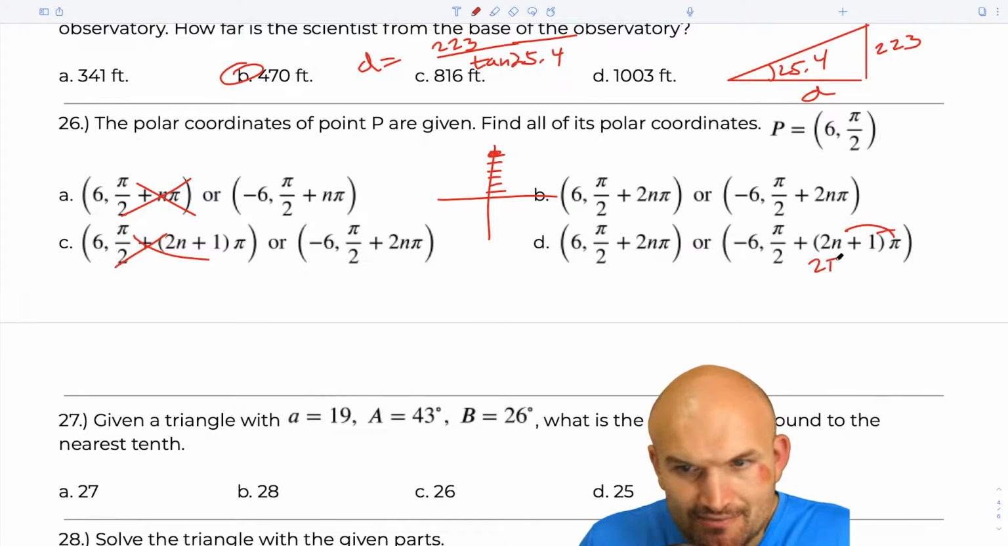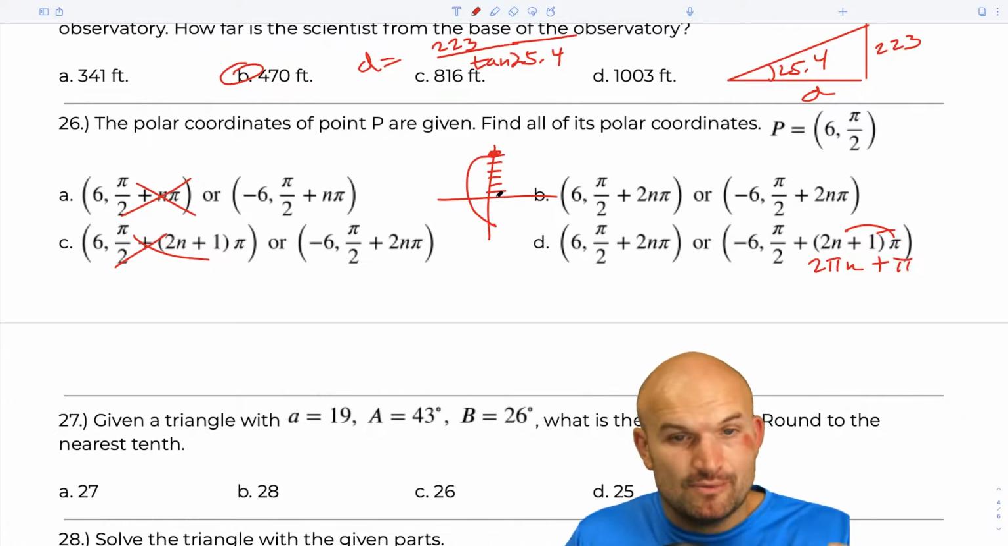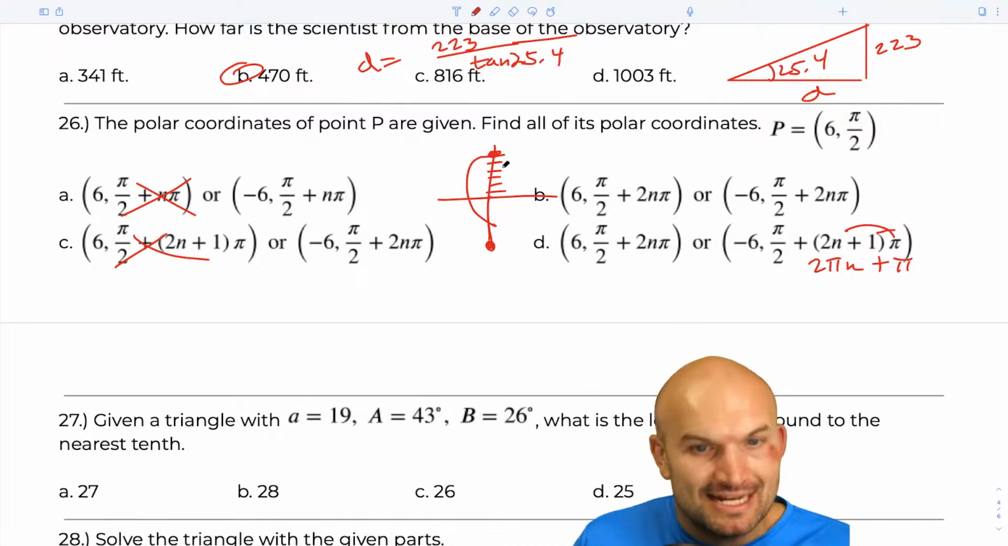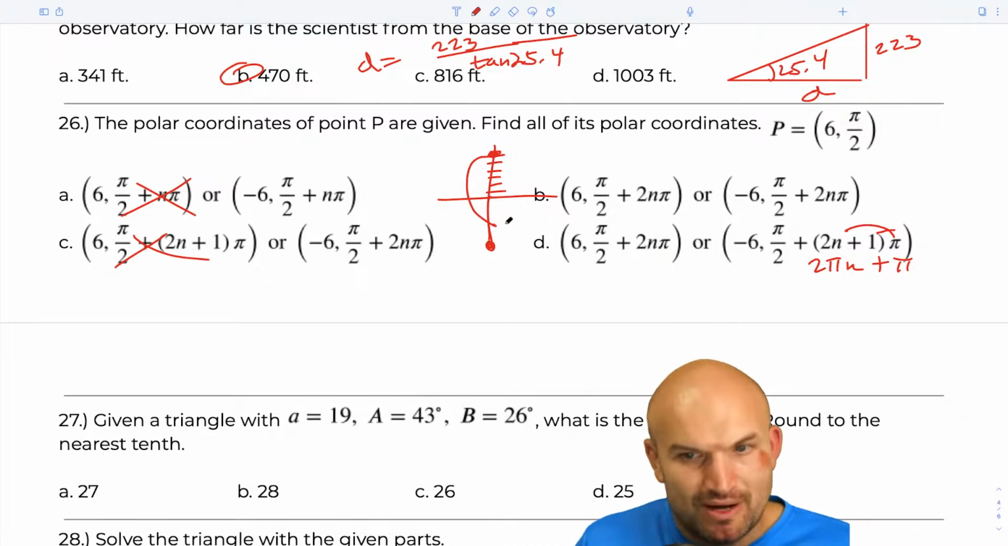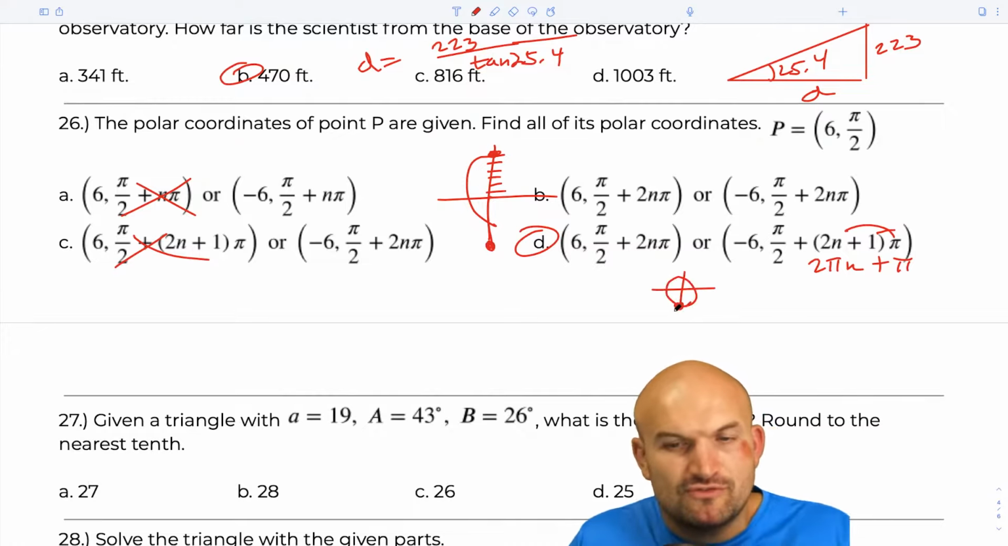This is 2πn plus π. So really what it's doing is taking this angle and adding π to it. If you have a negative, remember, that is like the reflection about the origin. So you have the negative, and then you add π to it and then 2πn. That is going to be your answer. This would not work because if you just did negative 6 plus 2πn, then you'd be going down here, and we don't want to go down here. We need to reflect it.